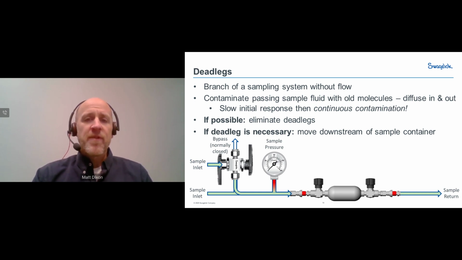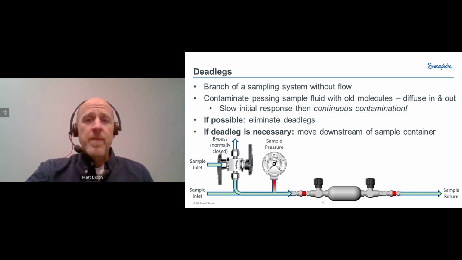Now we've got a swept flow path, and we don't have to worry about any dead legs or anything like that. And if we can't eliminate it, so for example, with that pressure, maybe we have to know the pressure in the system. Well, let's move that downstream of our sample container. So if we move that gauge downstream, now, yes, we're still going to have molecules diffusing in and out of that branch, but they're being carried away from our sample container, being carried away from the sample cylinder. So they're not influencing our sample. So that's one way that we can deal with dead legs.